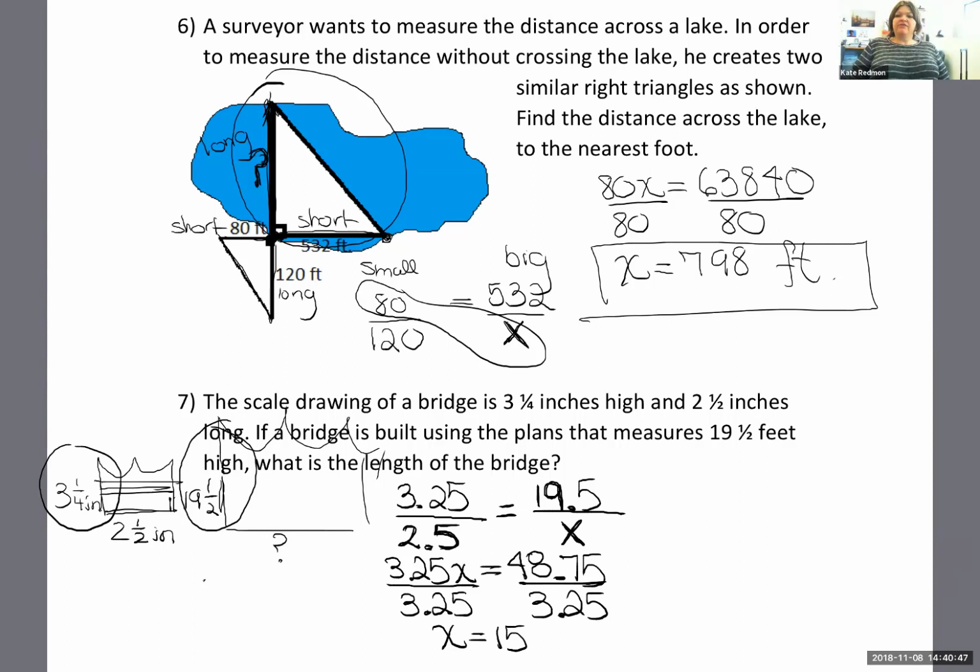15 what? Inches? No, feet. How come feet? There were inches in the problem. How do I know what unit I'm in? So that 19.5 on the bridge was in what? The 19.5 on the bridge was in feet. So if this is the relationship between inches and inches on the left-hand side, you know what it's going to be on the right-hand side? The relationship between feet and feet. Exactly. That was like a trick question. But I'm definitely in 15 feet.